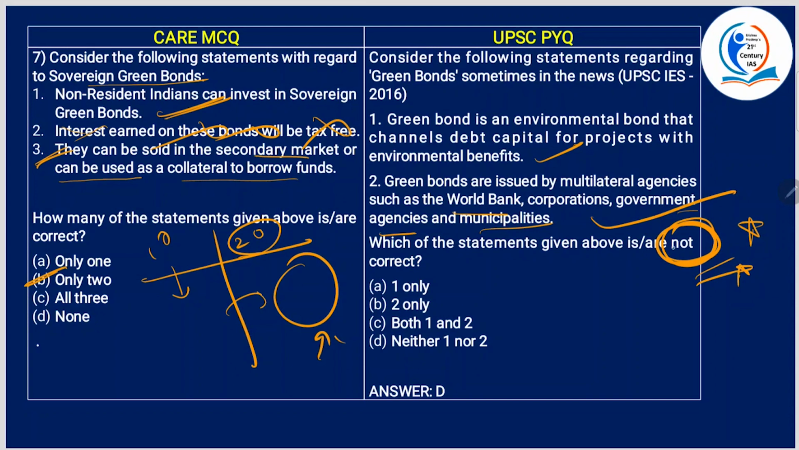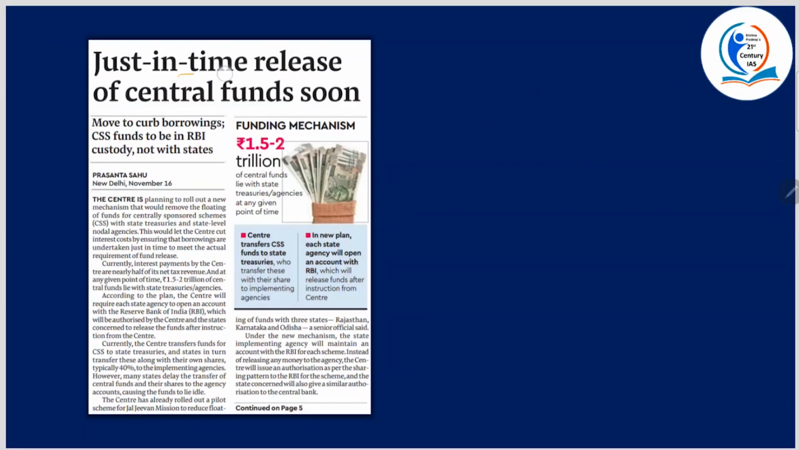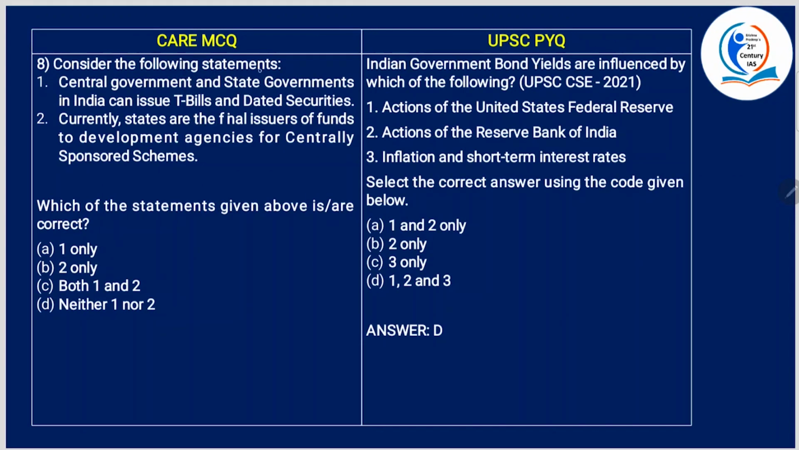So, 1 and 2 are correct, not correct, it will be D. Fine. Now, just in time release of central funds soon. Now, we will get into the MCQ. Consider the following statements. Central government and state governments in India can issue T-bills and dated securities. T-bills, they are treasury bills and they can be issued only by central government, not the state governments.